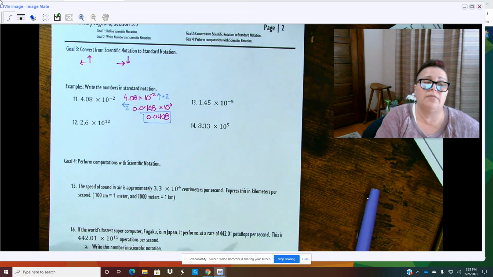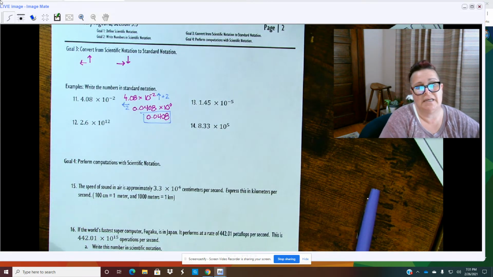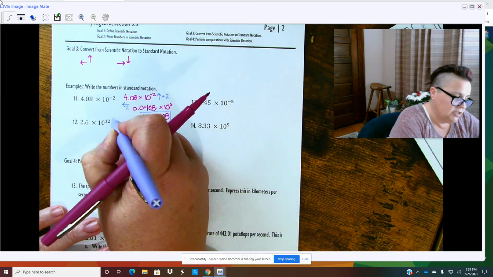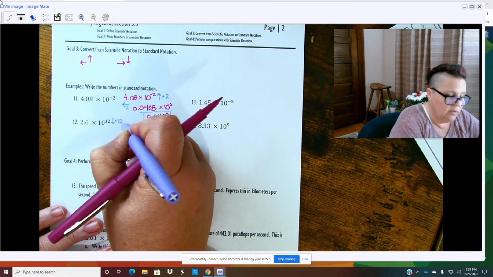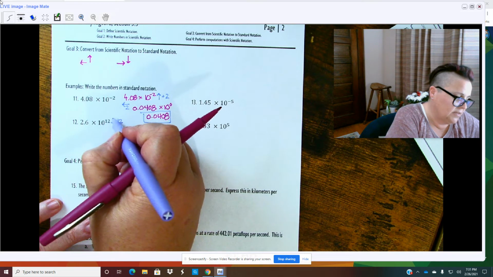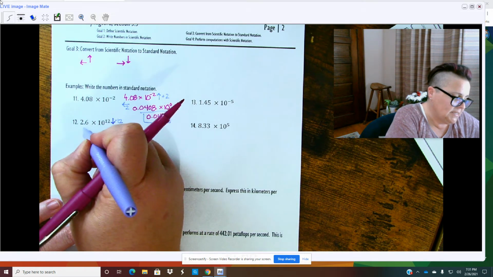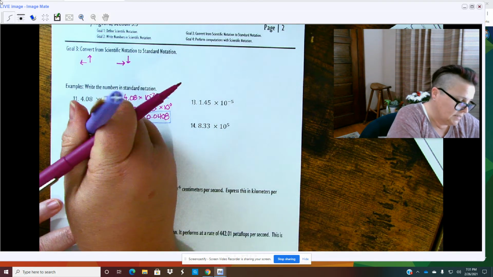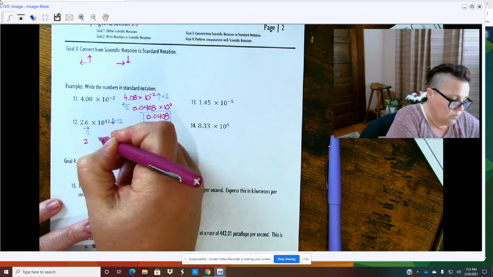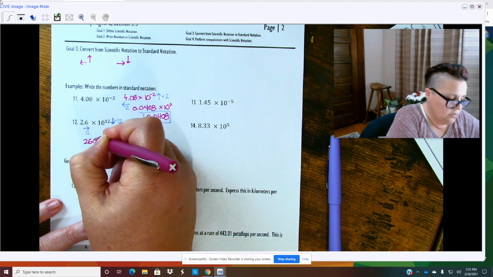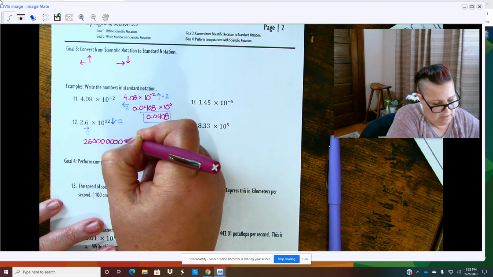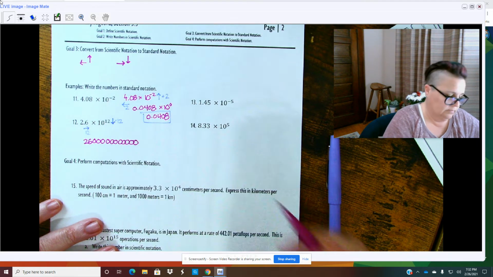Okay. If I'm doing number 12, which is 2.6 times 10 to the 12th, in order to get this into standard notation, I will need to subtract 12 to get it to 10 to the 0, which is 1. And if this is coming down 12, then my decimal point needs to move to the right the same number, or 12 places. So that's going to be 2.6, and then 1, 2, 3, 4, 5, 6, 7, 8, 9, 10, 11, 12.